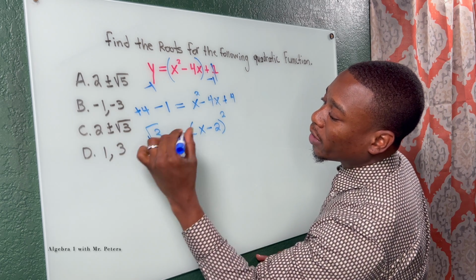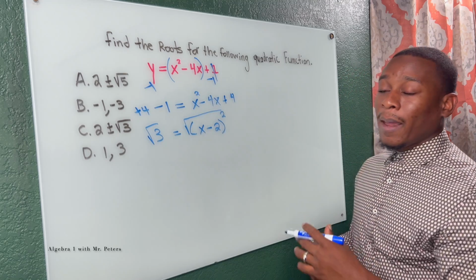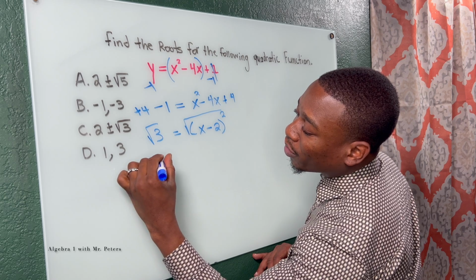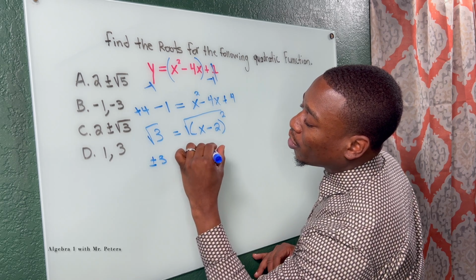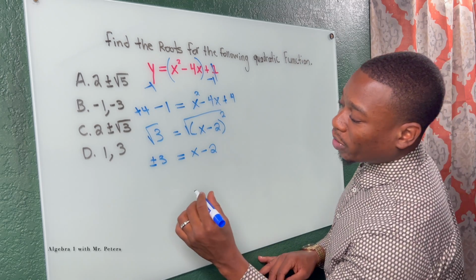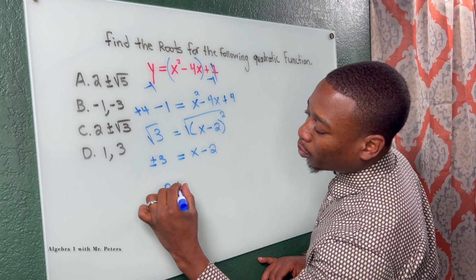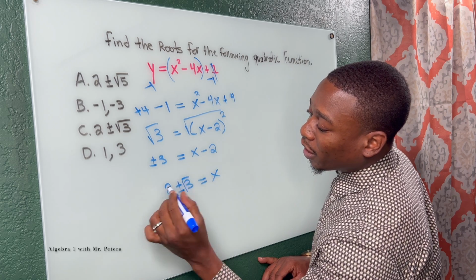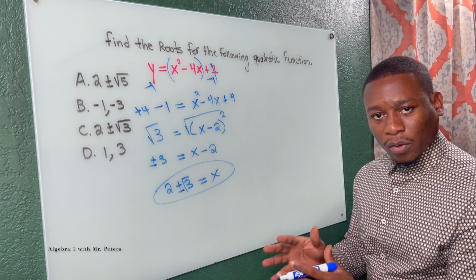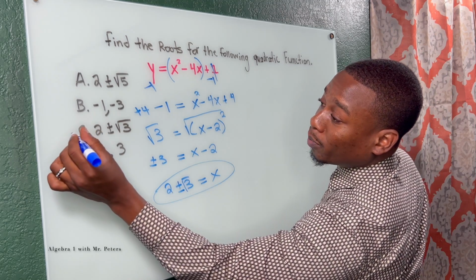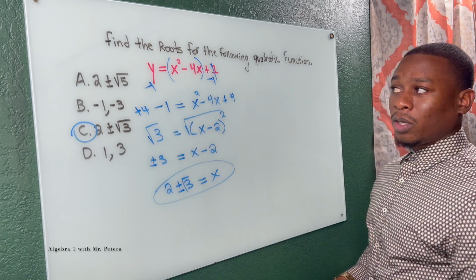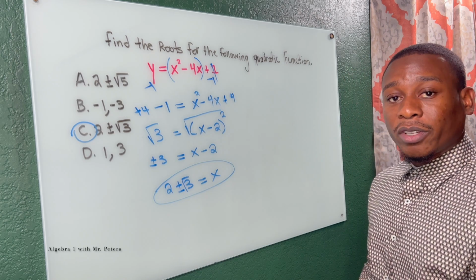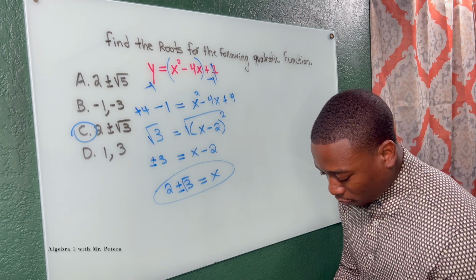So we're going to take the square root of this side, take the square root of this side, and now what happens is the exponent's gone. We have plus or minus the square root of 3 is equal to x minus 2. When I add 2 on both sides, we're going to have 2 plus or minus the square root of 3 is equal to x. So when we look at this right here, guys, our answer should be C. Now, let's go back, right? Is there any other method to use to solve? Yes, sir, there is.